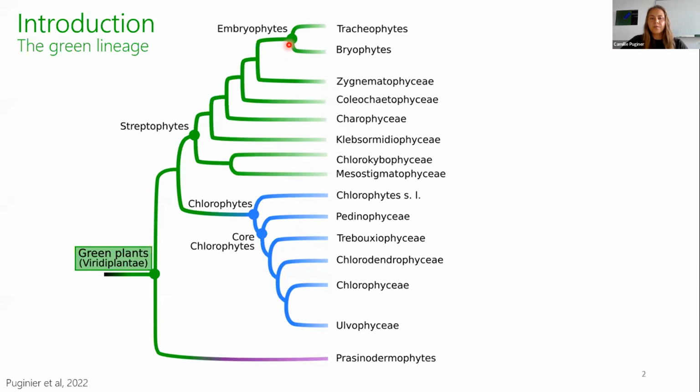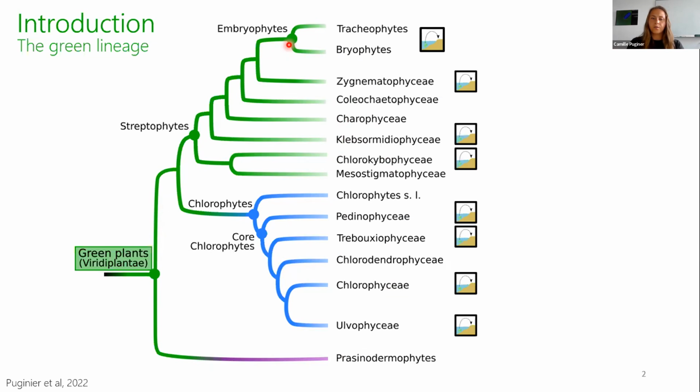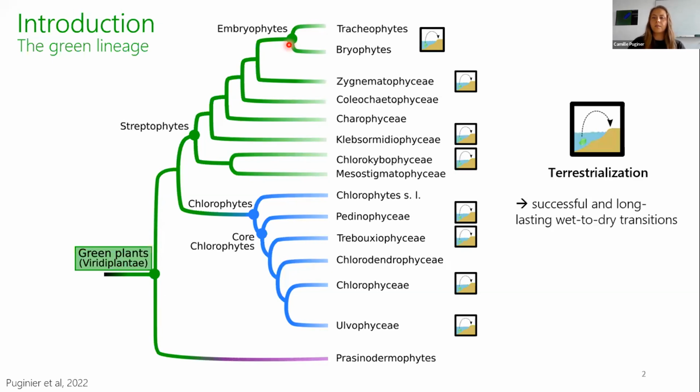So maybe the most impactful event of the streptophyte history was the colonization of the emerged land by the ancestor of embryophytes. However, terrestrial species can be found in other lineages of the green plants, including in algal clades, which means that several terrestrialization events might have happened, and these can be defined as successful and long-lasting wet to dry transitions.